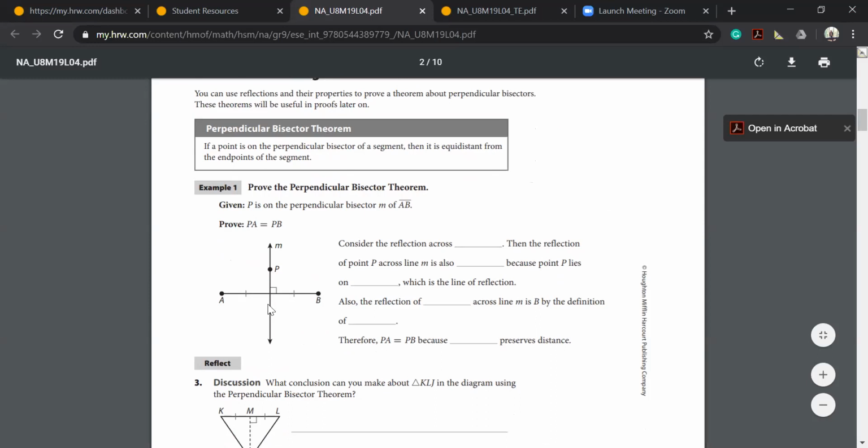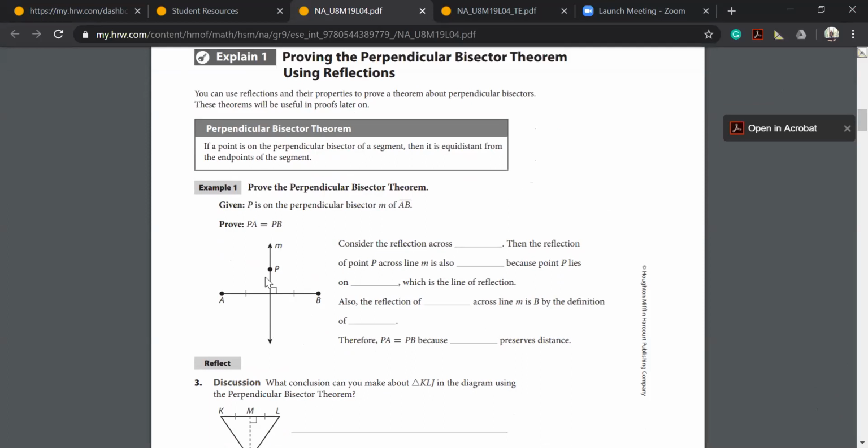We said, what does it mean to be a perpendicular bisector? When you have a line that bisects your segment into exactly two equal halves and this angle is 90, then what will happen? You remember? These two parts will be exactly equal. These two distances will be exactly equal. Meaning PA will be exactly equal to PB.